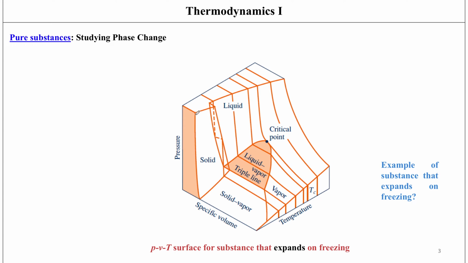so let's look at this solid region now. And this solid region is even more steep than the liquid one. So what does that mean?